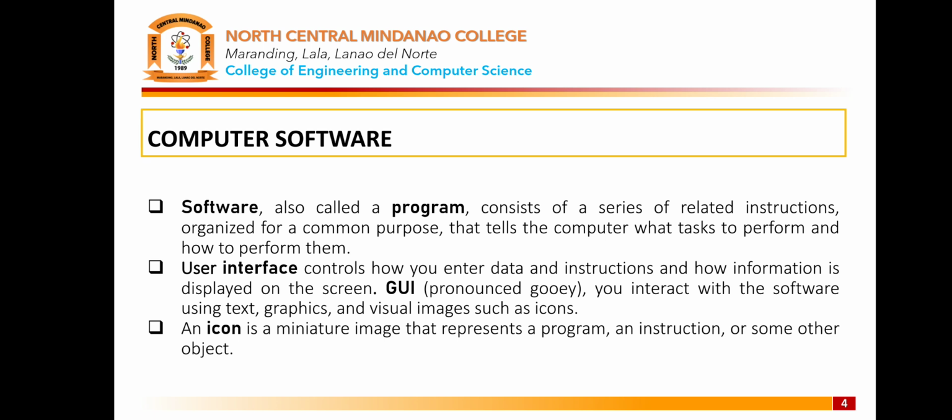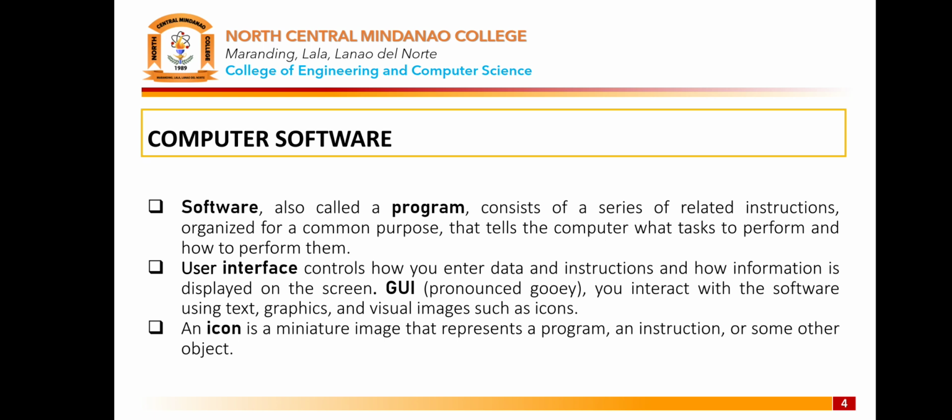So what we see on the screen when we open an application or software, all the buttons, all the text, all the visual images we can see there, is what we call the graphical user interface. Okay, so an icon is just a miniature image that represents a program.